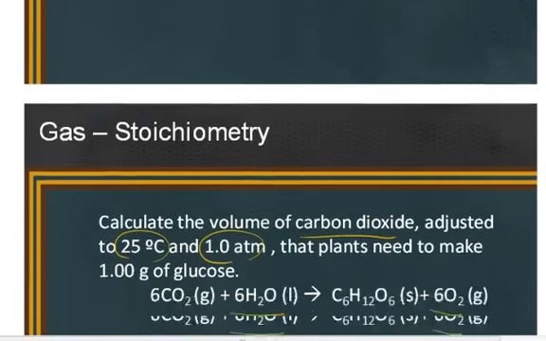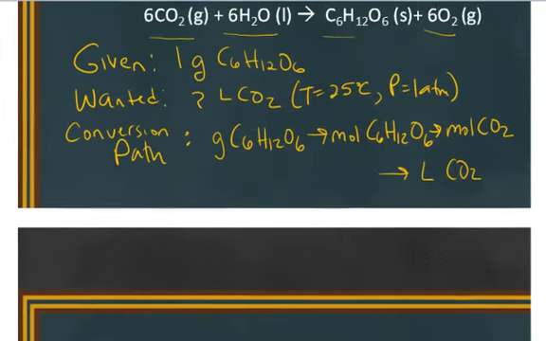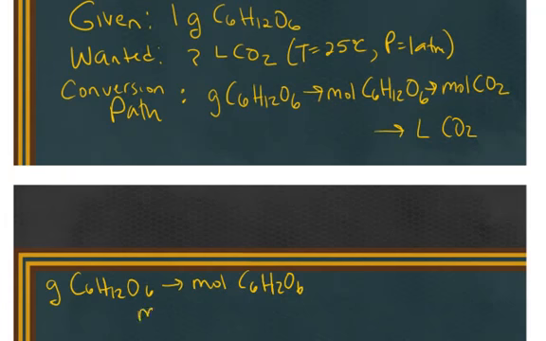How are we going to get there? Well, we need to figure out what our conversion factors are going to be. To convert from grams of glucose to moles of glucose, I'm going to rewrite them down here where I have more space. The conversion factor to get from grams to moles of a particular compound is going to be the molar mass.